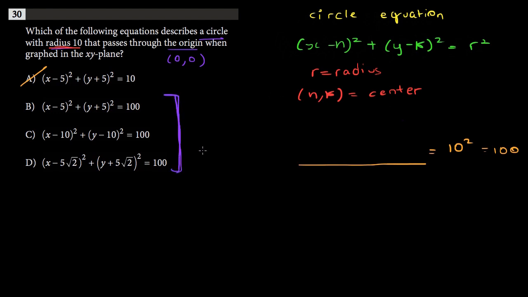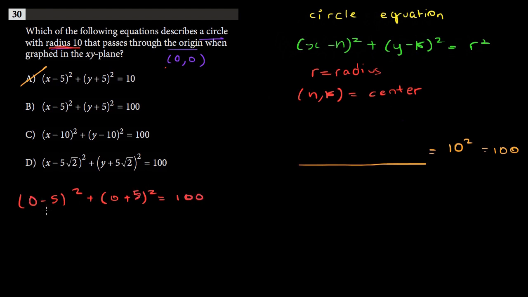That's how we do it, not just for circles, but whenever they ask us to prove if a coordinate lies on a graph, we have to plug that coordinate into the equation and see if it's true. And so that's what I'm gonna do here. Let's look at B. I'm gonna plug in 0, 0 for x and y. So 0 minus 5 squared plus 0 plus 5 squared equals 100.